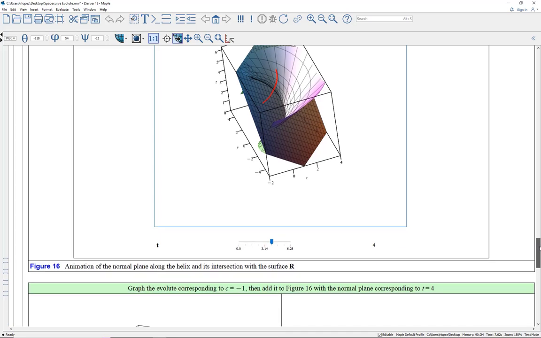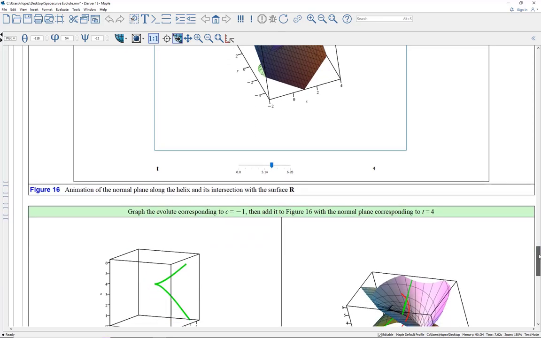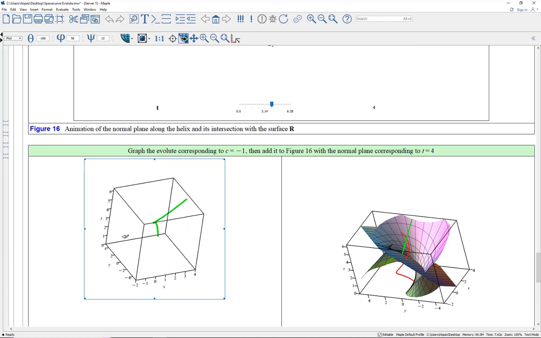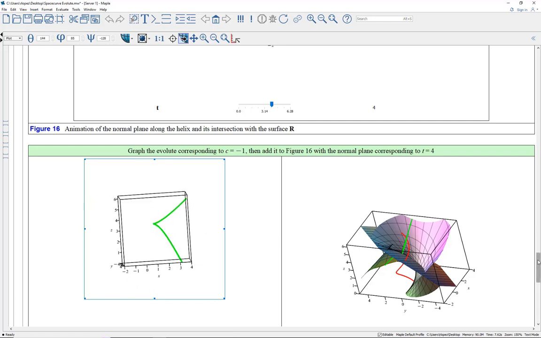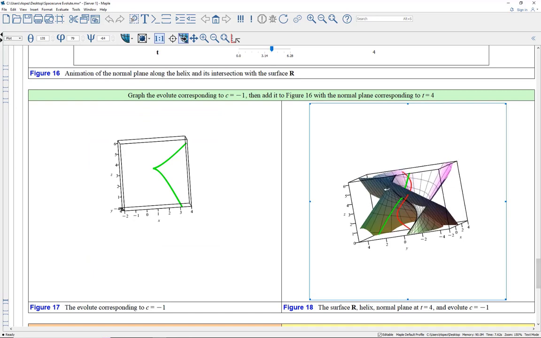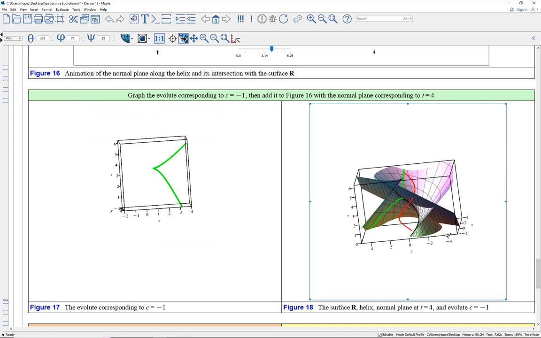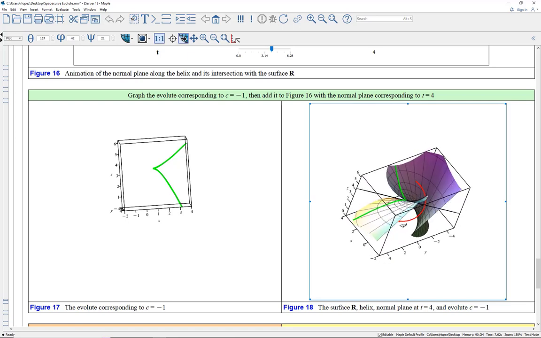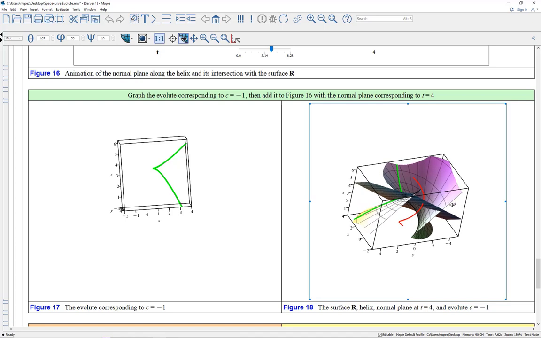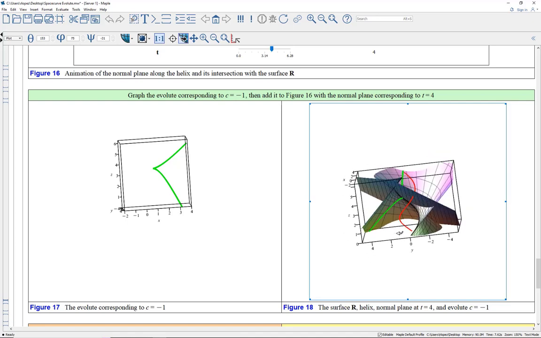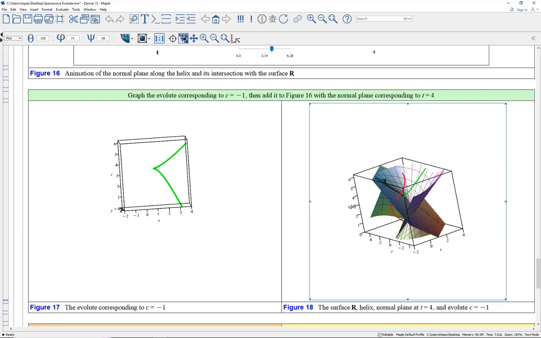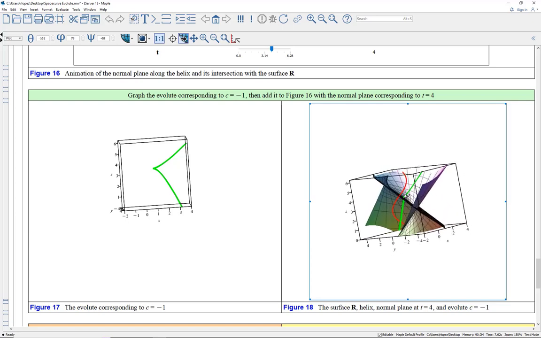By various experiments, I set c equal to minus 1. This green curve is one of my evolutes. That's what it looked like. All right, I want to add that to the graph of the surface that contains all the evolutes. Notice that the green curve lies in that upper branch there, and it lies down in this lower branch here. And there's my cutting plane, the normal plane, when t equals 4. The red curve is the helix. That's what the evolute, when c equals minus 1, looks like.